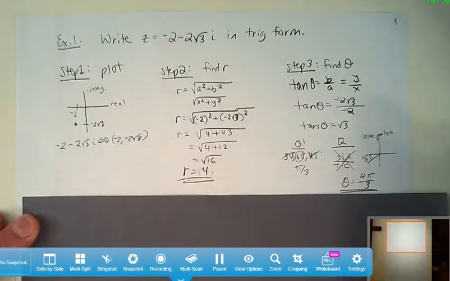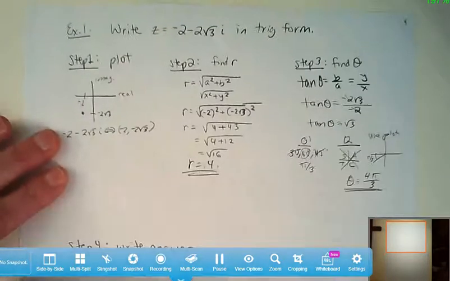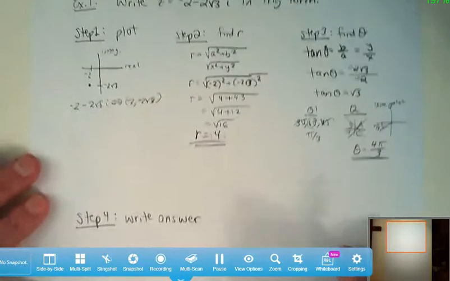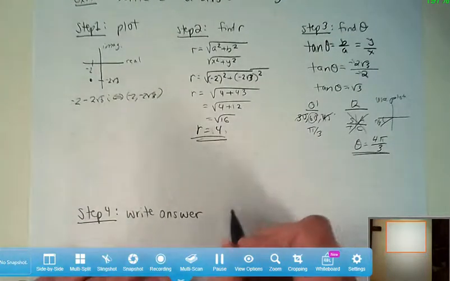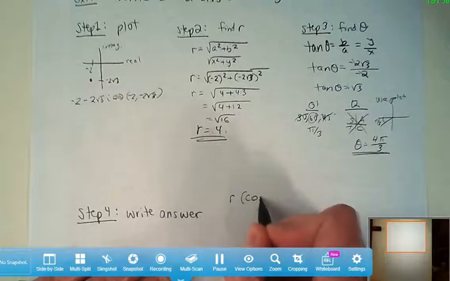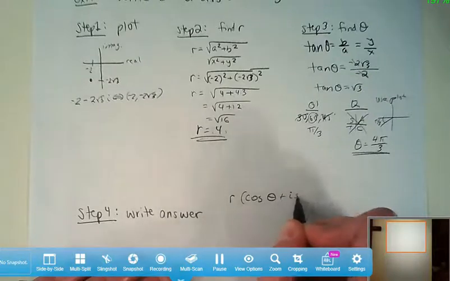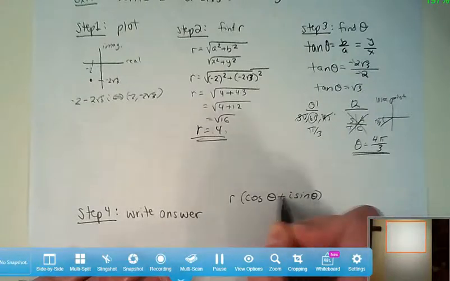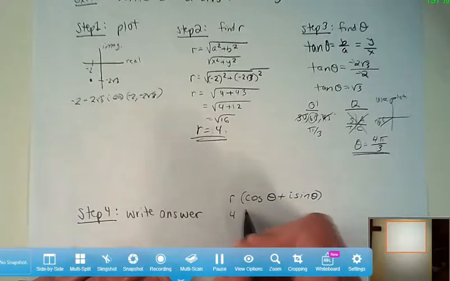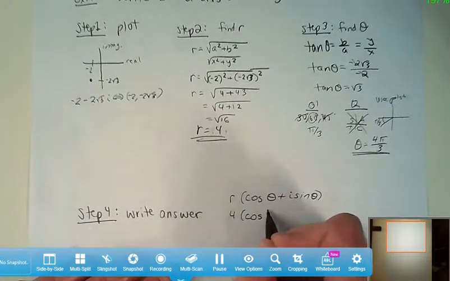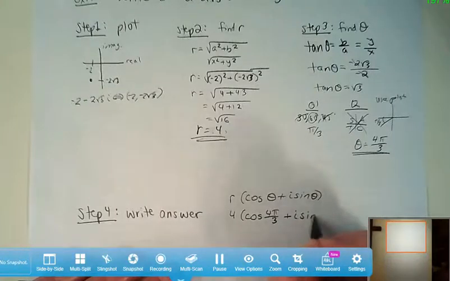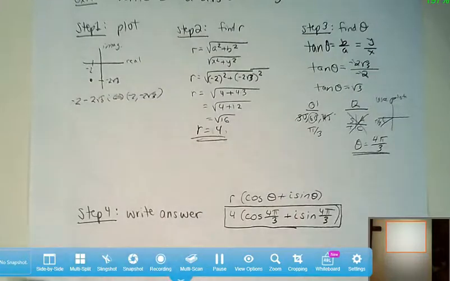Your final step in this process is to write your answer. And our answer is going to be in the form r times cosine theta plus i sine theta, which is something you should memorize. But just by doing the practice problems that I'll give you, kind of like homework or classwork, I think that's going to stick. So I don't think you're going to have to work real hard to memorize it. You plug in for r, the 4, and if you plug in for theta, the 4 pi over 3, you have your answer.